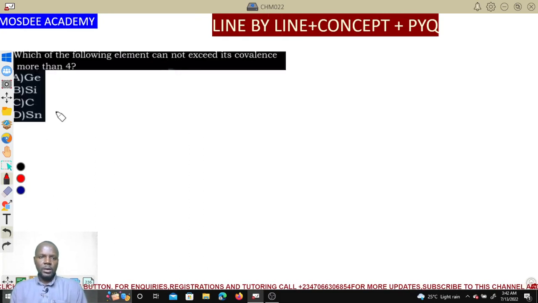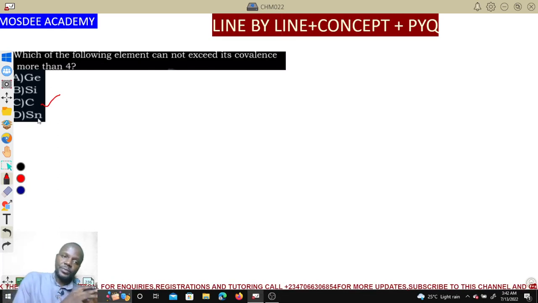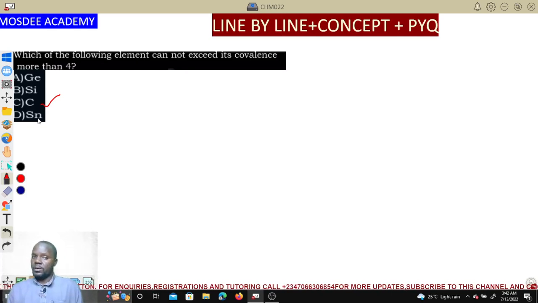The next one: which of the following elements cannot exceed its covalency of more than 4? We talked about that. Carbon is tetravalent because of the absence of d orbitals in carbon. The only orbitals present in carbon are the s and p orbitals. You can write it as 1s2, 2s2, and 2p2. The central carbon atom is sp3 hybridized, and that gives us the tetrahedral shape.